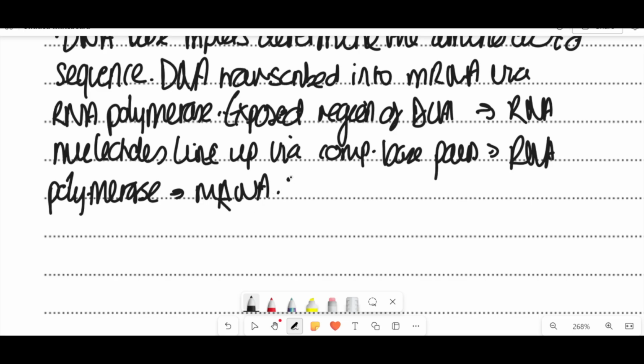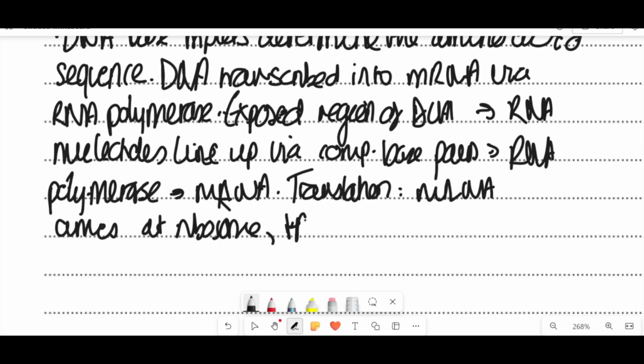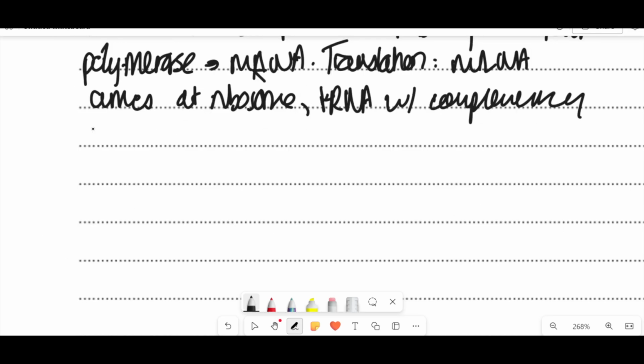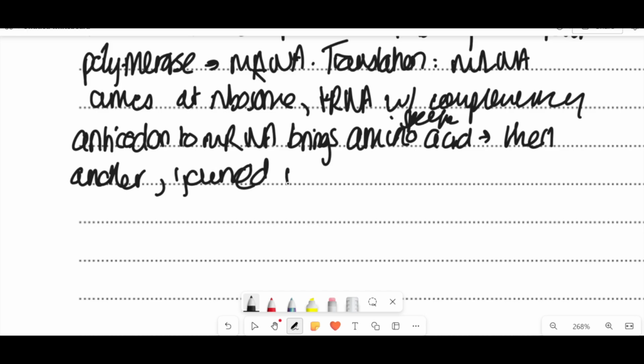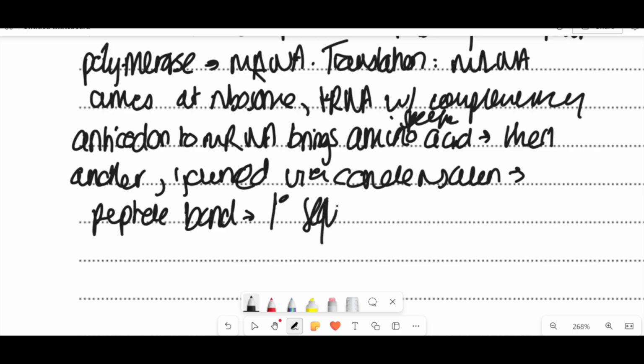That's transcription. Then what happens is translation. The entire point of making a protein is you've got transcription and then translation happens. So the mRNA arrives at a ribosome, tRNA with a complementary anticodon, which is just a triplet (obviously, you would define all these terms), binds to the mRNA and brings an amino acid, then another, then another. They're joined via condensation, making a peptide bond. Then eventually it makes the primary sequence of a polypeptide. So then eventually you've got your polypeptide, right?